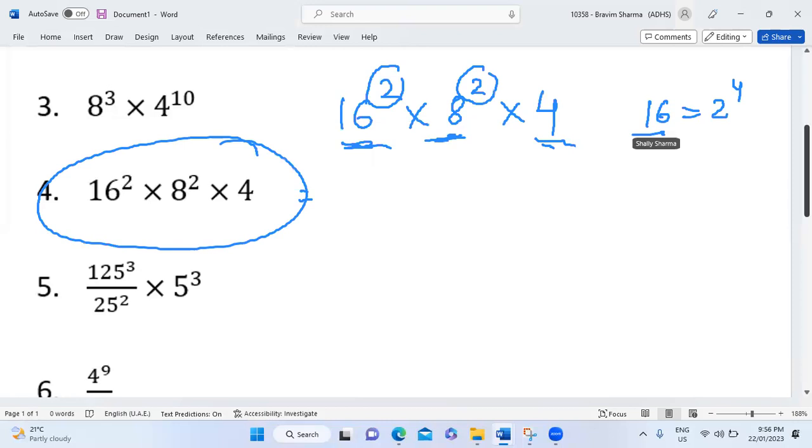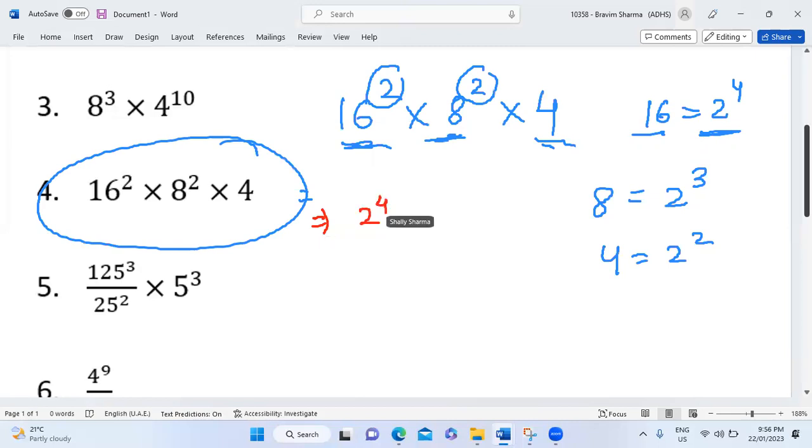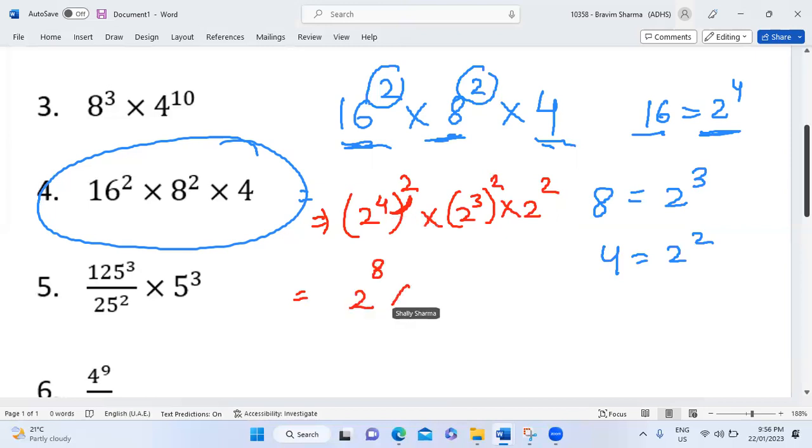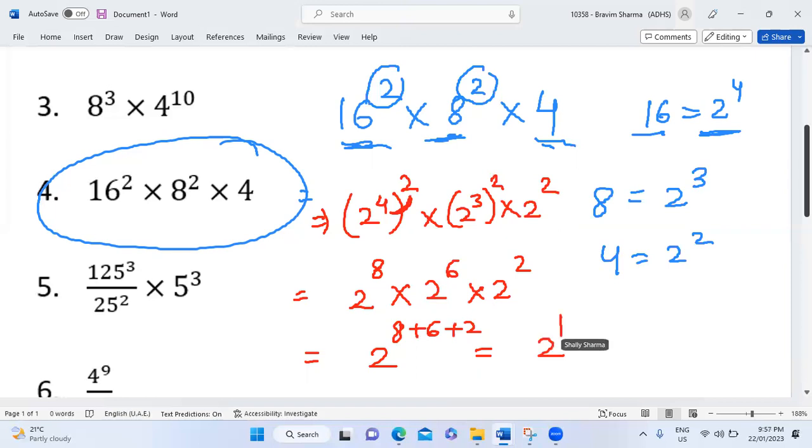So 16 is 2 raised to the power of 4, 8 is 2 raised to the power of 3, and 4 is 2 raised to the power of 2. So now we can express all of these with a common base. 2 to the power of 4 raised to the power of 2, 2 cubed raised to the power of 2, and 2 squared. So now apply the property: 2 raised to the power of 8 times 2 raised to the power of 6 times 2 raised to the power of 2, which is 8 plus 6 plus 2, and it is going to be 16. 2 raised to the power of 16.